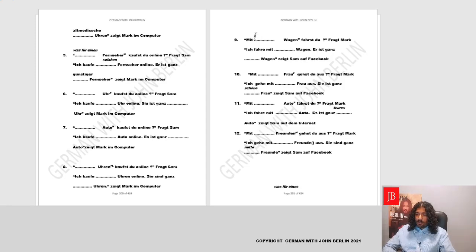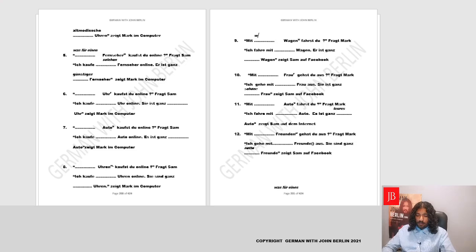So with what kind of, mit is dative, so we'll be choosing the dative article word, was. Now the dative articles are dem, der, dem, den. We need the indefinite one, they're einem, einer, einem. So we'll pick up was für. Okay, how to get für? Like this. Einem Wagen fährst du. Yes. Mit was für einem Wagen fährst du?